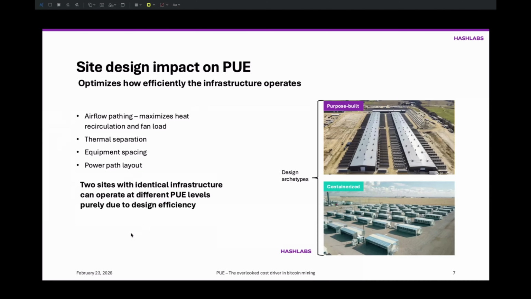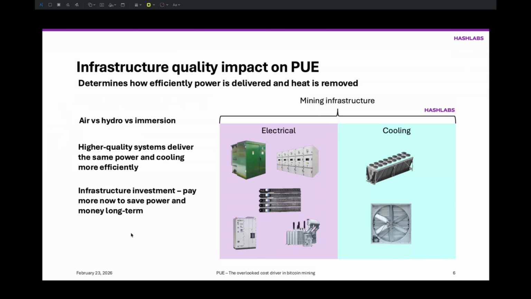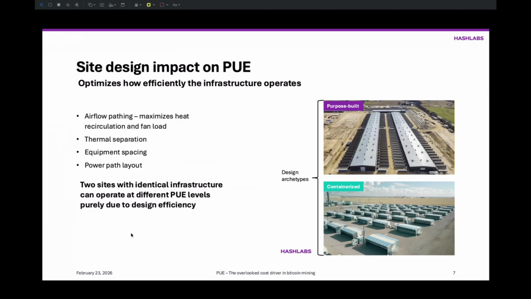So site design also has a big impact, and this is actually something you can affect if you do good engineering and construction. Site design is optimizing how efficiently the infrastructure that you bought is operating. And you can, for example, have differences in airflow pathing.